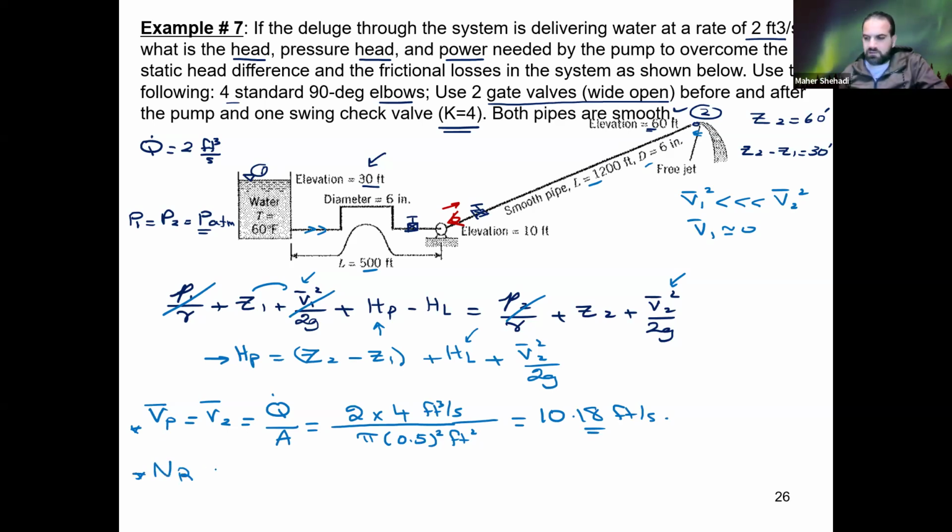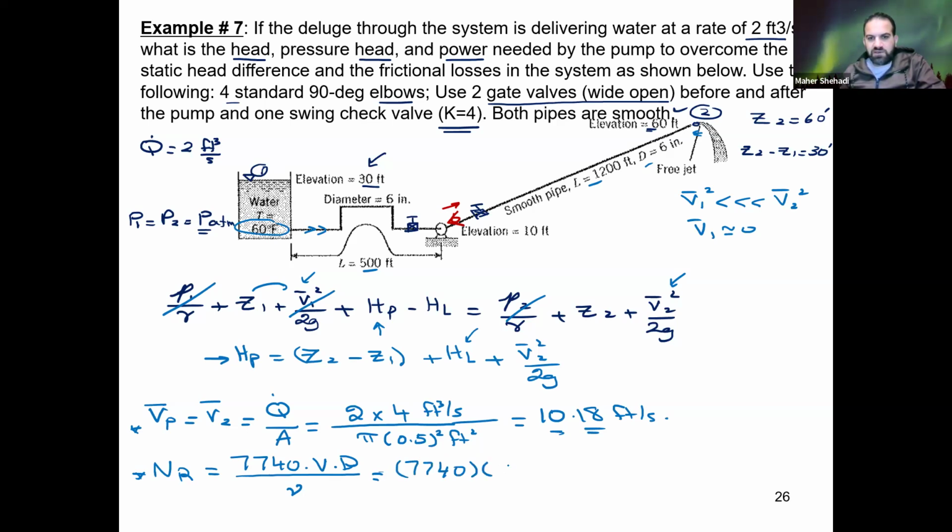Next, we'll find the Reynolds number. That's 7740 VD divided by the kinematic viscosity. We're missing the kinematic viscosity. We need the viscosity for water, so we can get that from some references. For water, it's almost at standard. Yeah, it's 60 degrees here. It's almost 1 centistoke. So it would be 7740 times 10.18.